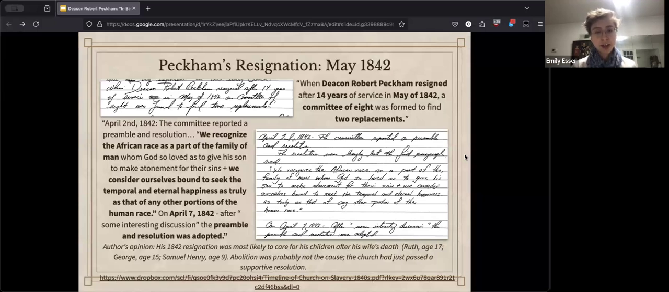His children were Ruth, age 17, George, age 15, and Samuel Henry, aged 9. Samuel Henry was sadly a particularly troubled child, so Peckham probably felt a particular familial duty to look after his son. Interestingly, in the church notes gathered by Anne Howard, it says, when Deacon Robert Peckham resigned after 14 years of service in May of 1842, a committee of 8 was formed to find 2 replacements. So clearly he was doing some pretty heavy lifting over there, but he had to resign to care for his family, probably. I think it's a very logical conclusion, considering that he seems to have been very affected by the passing of his wife, and he had his children.